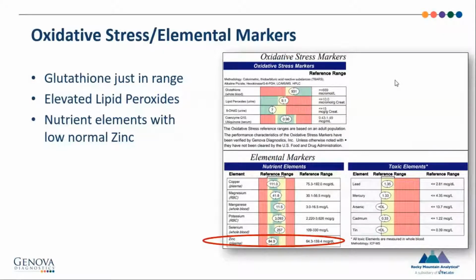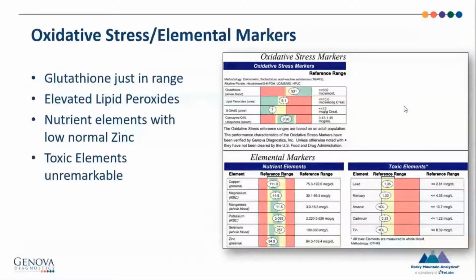Now, I keep going back to, I might want to give her some magnesium, even though it's very moderate, but I've seen a lot of things that make me wonder just based on the patient's complaints. And the toxic elements here are unremarkable. You can see they're all in the reference range.